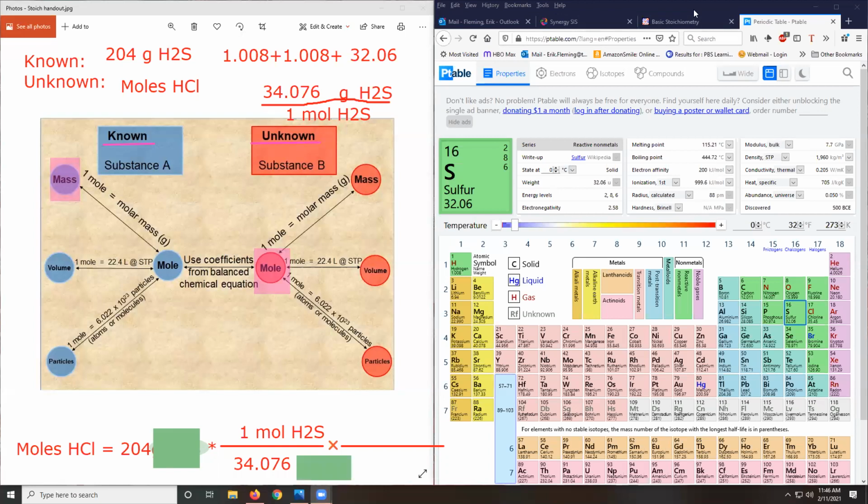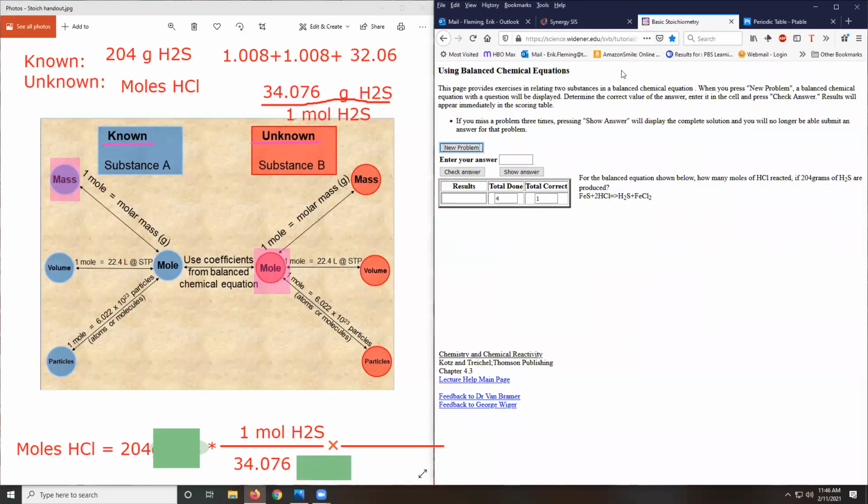Now I'm going to go back to the problem, because that's the only molar mass we need for this. And so we've gotten this step done. What's the middle step? Use the coefficients. And how many moles of H2S are in my balanced chemical equation? 1. Cool. And how many moles of HCl? 2. I can highlight that a little bit for us.